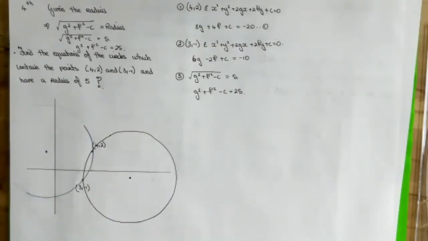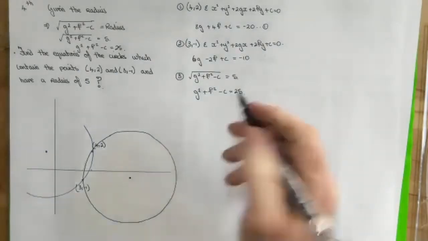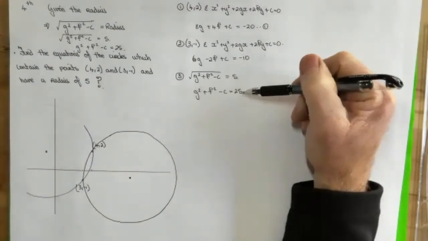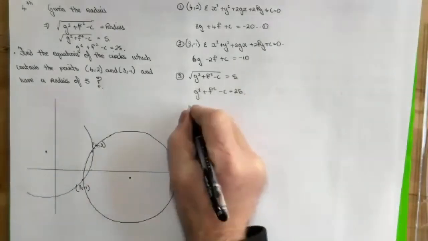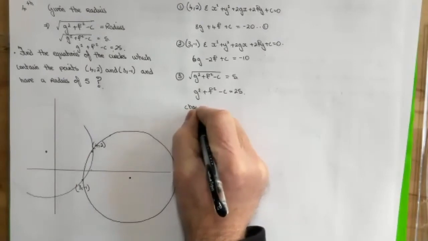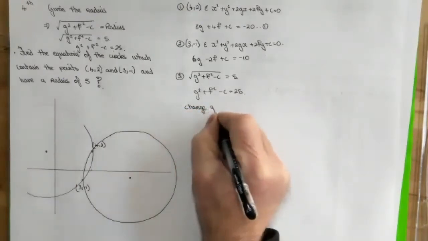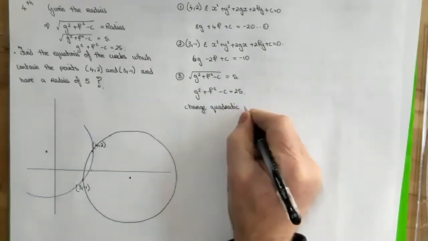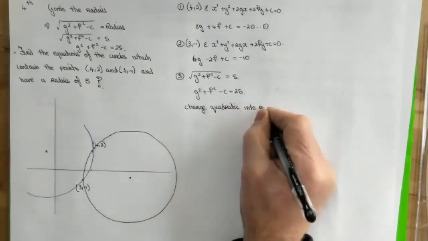So what I've got to do now in these types of equations, this is linear, and this is quadratic. So what you do in these ones is you change the quadratic into one variable.